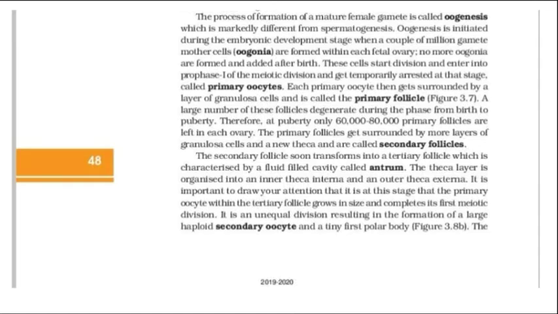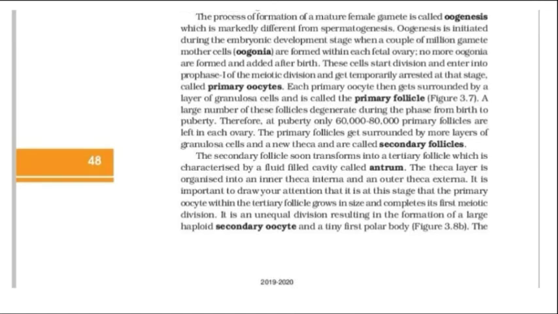These cells start division and enter into prophase 1 of the meiotic division and get temporarily arrested at that stage, called primary oocyte. Each primary oocyte then gets surrounded by a layer of granulosa cells and it is called the primary follicle. A large number of these follicles degenerate during the phase from birth to puberty. Therefore, at puberty, only 60,000 to 80,000 primary follicles are left in each ovary.